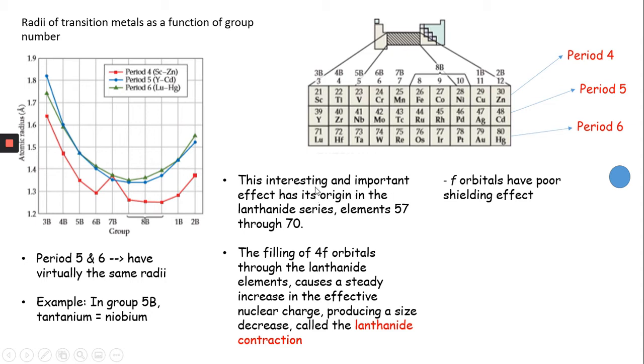This effect actually has its origin in the lanthanide series, which consists of elements 57 through element 70. The filling of 4f orbitals through the lanthanide elements causes a steady increase in the effective nuclear charge, thus producing a size decrease, which is also known as lanthanide contraction. Another reason is that compared to s and p orbitals, f orbitals have a poor shielding effect.